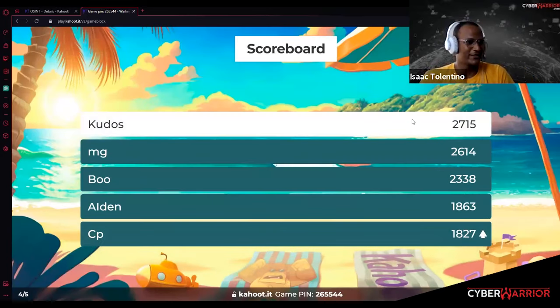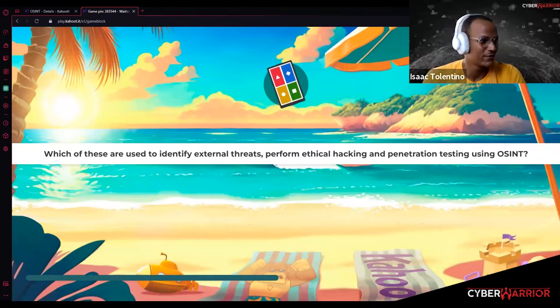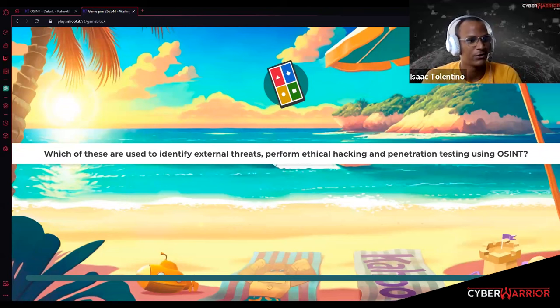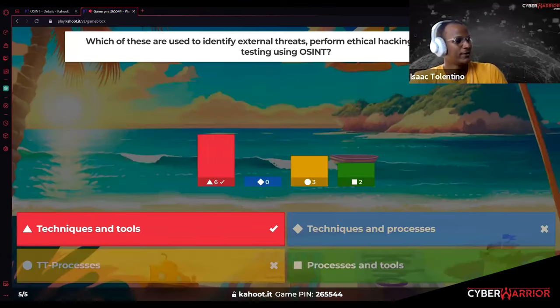All right, so there's the scoreboard. It's a really tough battle for first place. So let's see the last question, you guys. Which of these are used to identify external threats performing ethical hacking and penetration testing using OSINT? So it's two things in specific that go together. Let's see what you guys think. Five, four, three, two, and one. There you go. Good job. Techniques and tools. That's one of the things you're going to see in cybersecurity specifically, or ethical hacking and penetration testing. We will always be talking about those two, techniques and tools. And that's what OSINT focuses on, gathering and finding that information.